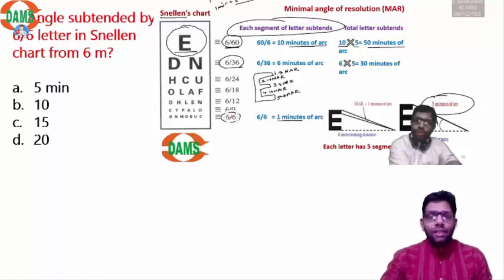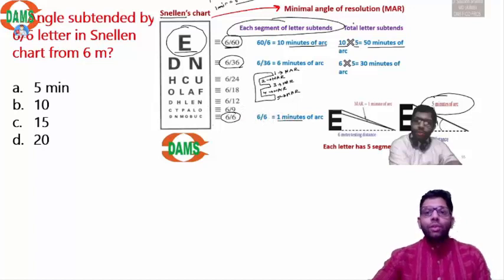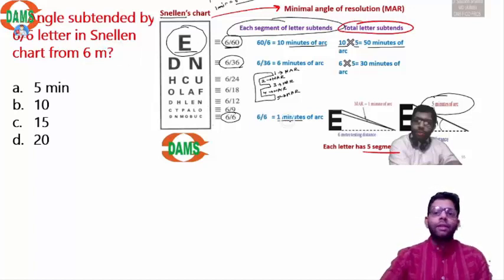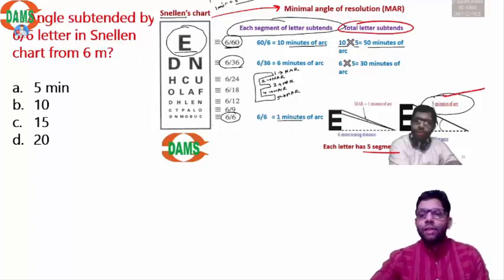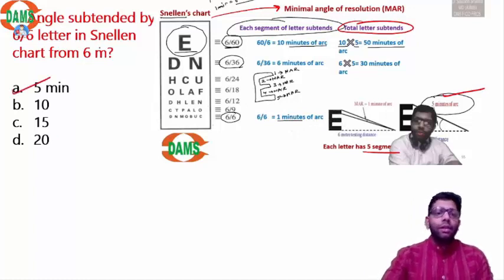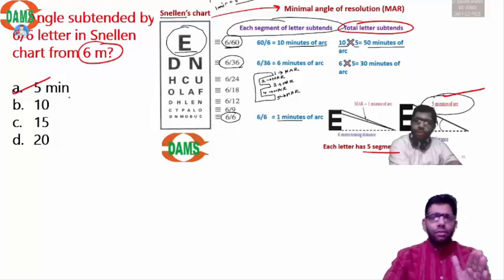Each Snellen's chart letter has 5 segments. So how to calculate is based on the concept of MAR, minimal angle of resolution. Each segment subtends just the reverse of visual acuity. So a 6/6 letter subtends 1 minute, but each letter has 5 segments. So if you want to calculate the total angle subtended by the letter, the answer has to be 1 into 5, that is 5 minutes. The patient was standing at 6 meters, that's why the answer here is 5 minutes, and that was a relatively easy question if you have done Snellen's chart well.